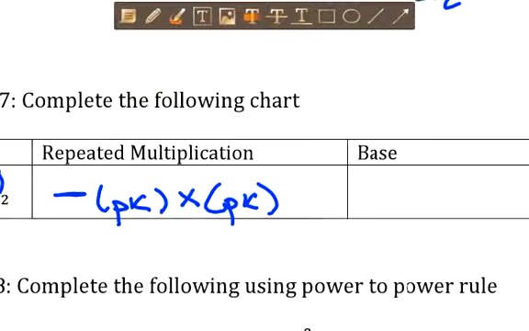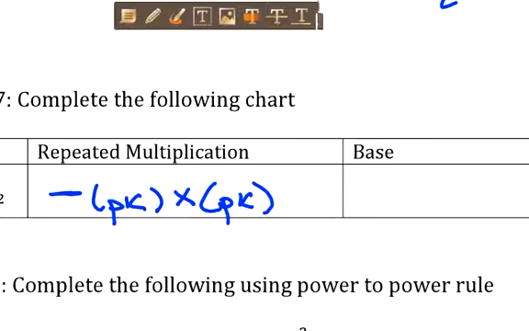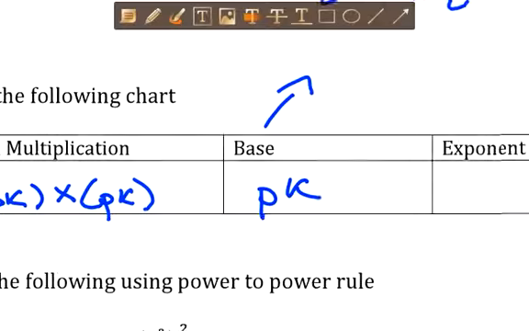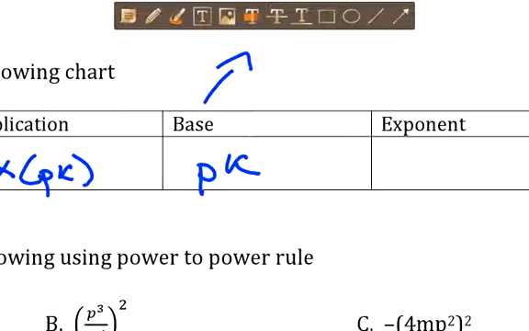The base is whatever is in the bubble. So the only thing that was in the bubble was p and k. The negative is not part of the base because it was not in the brackets or the bubble. And the exponent is pretty easy. It was just 2.